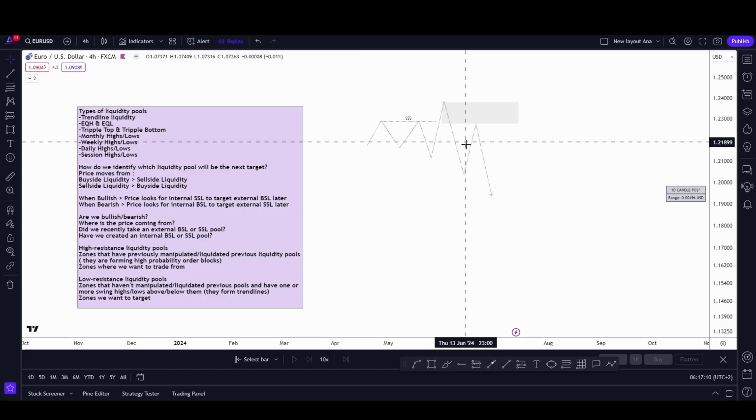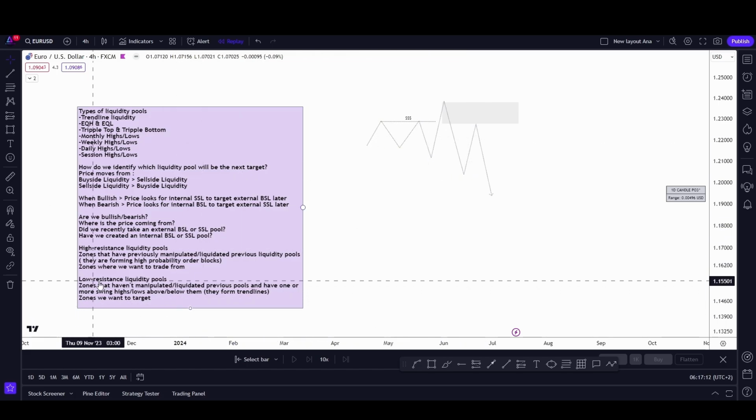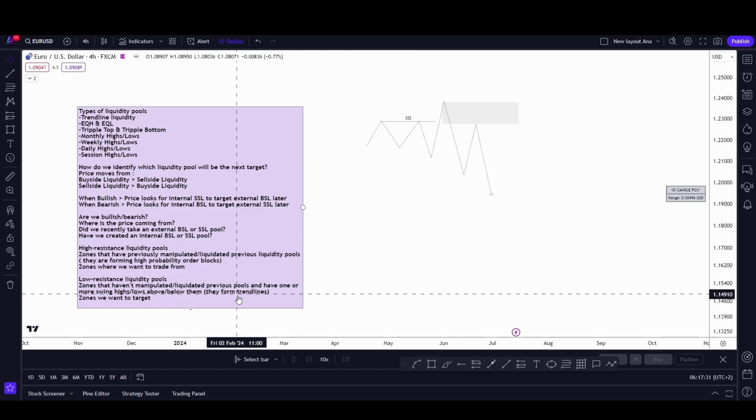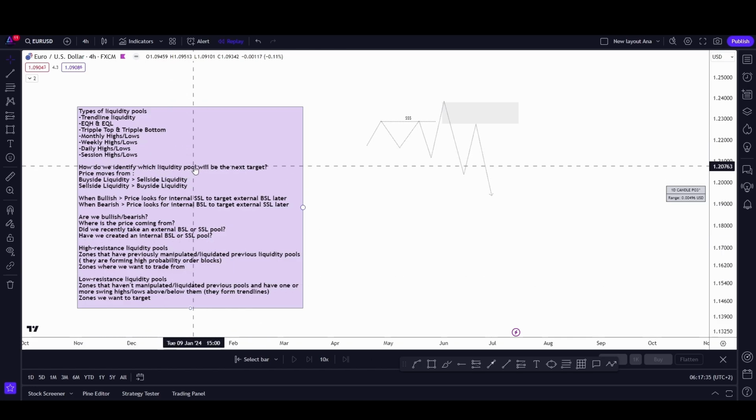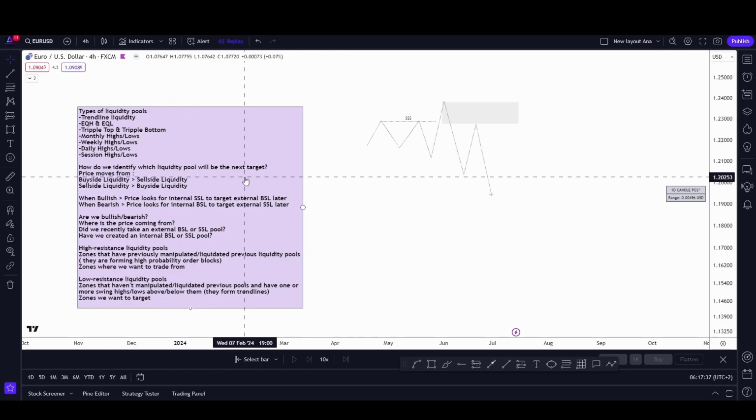And what are the ones that we would like to target? The ones that we would like to target are the low resistance liquidity pools. And those are zones that haven't manipulated or liquidated previous pools and have one or more swing highs or lows above or below them, depending on if we're in a bullish market or bearish market. And those are the ones that are forming the trend lines, or these equal highs and equal lows that I just mentioned. So how does it look?